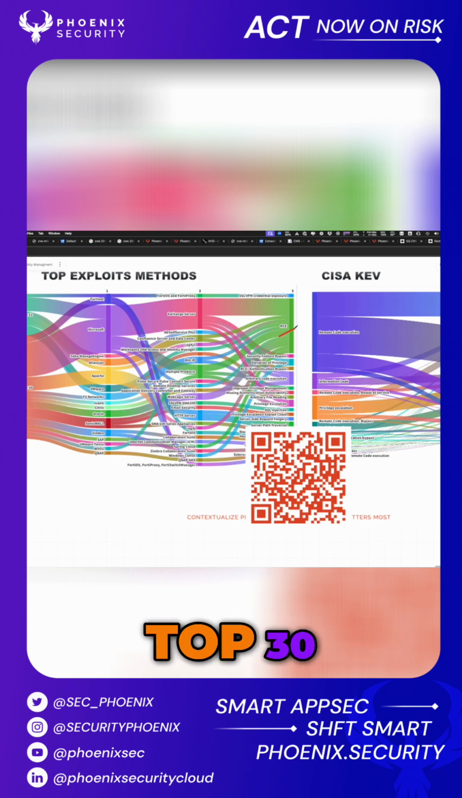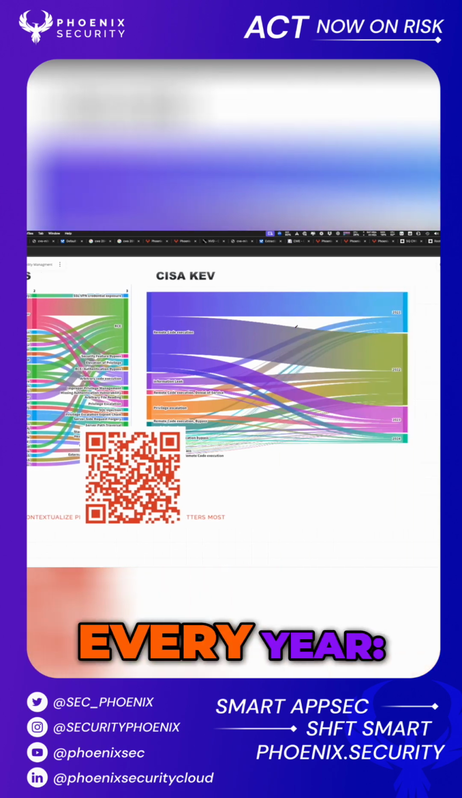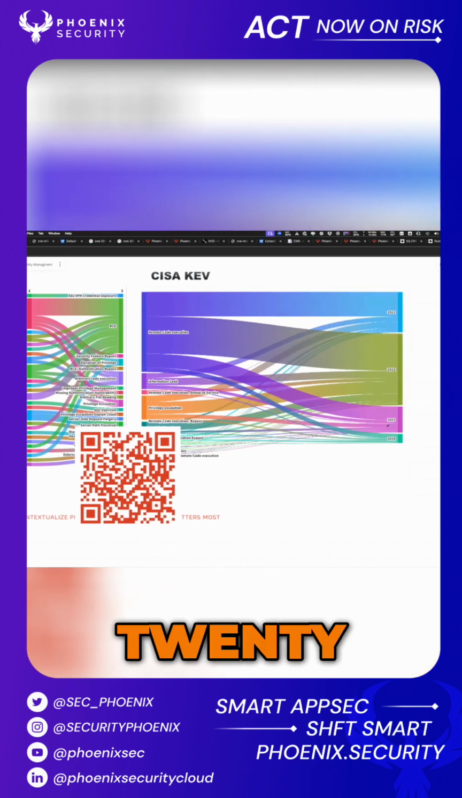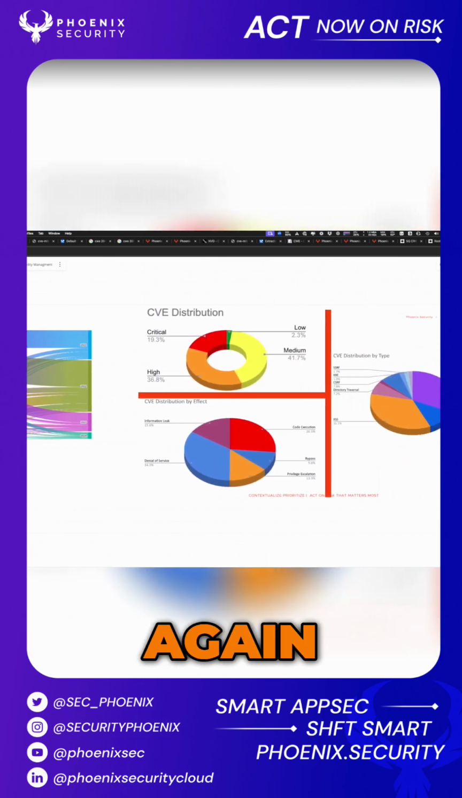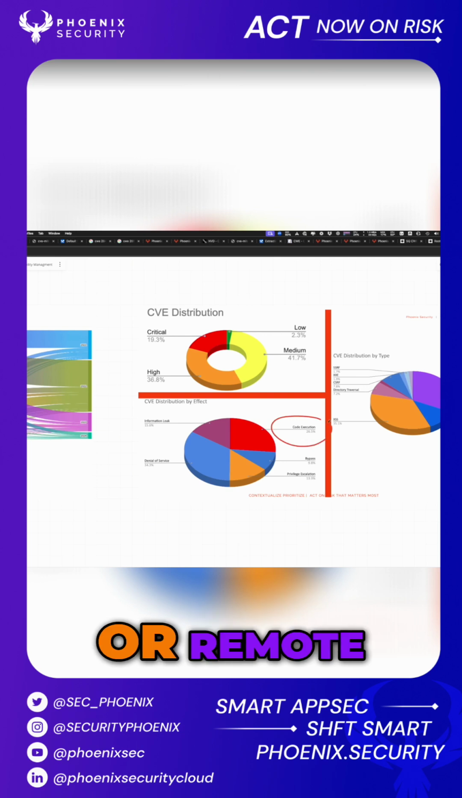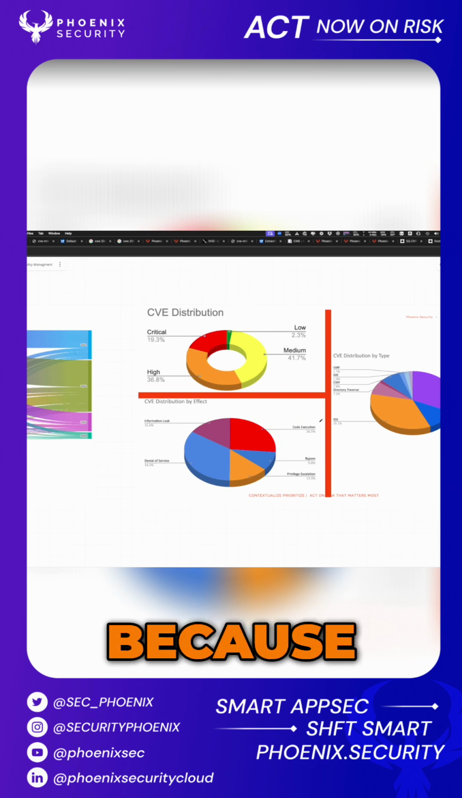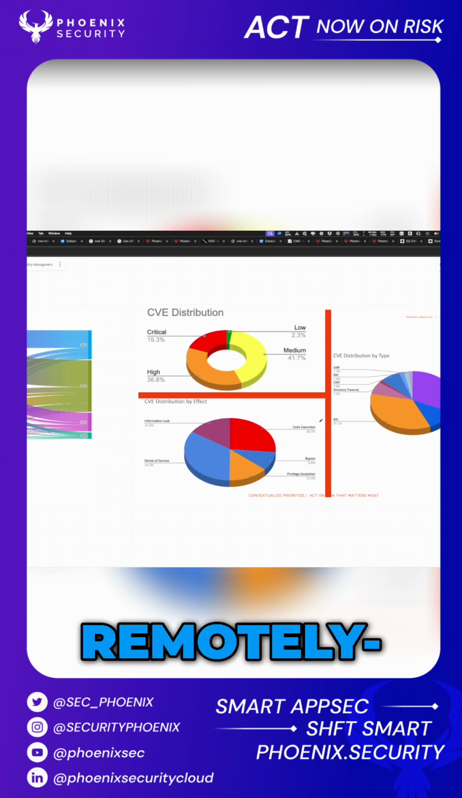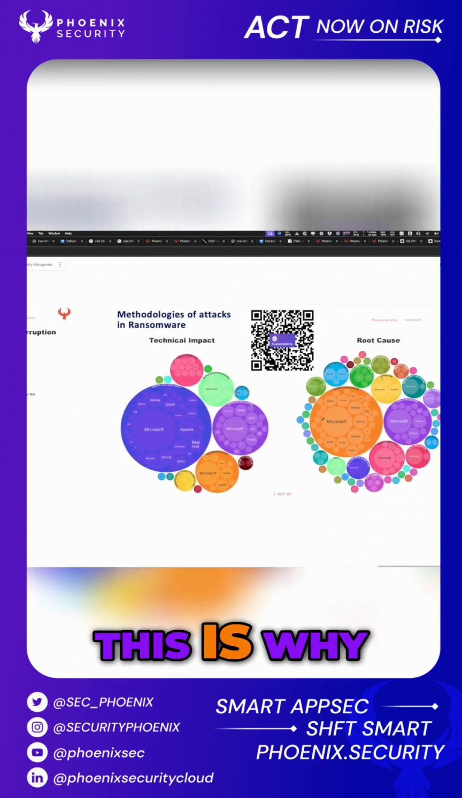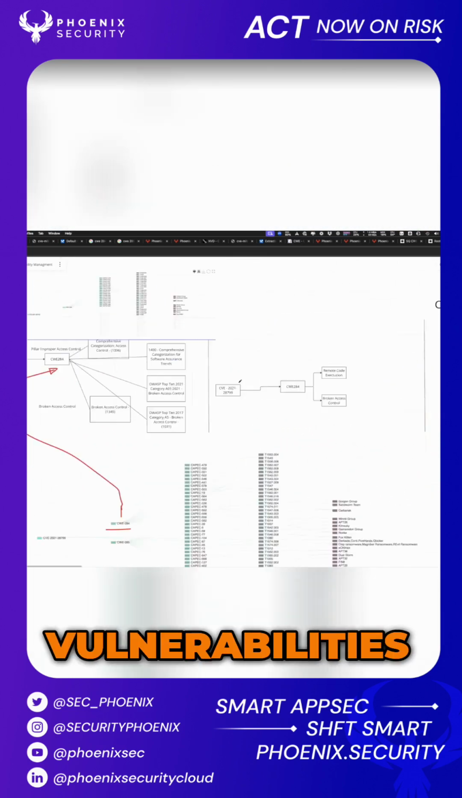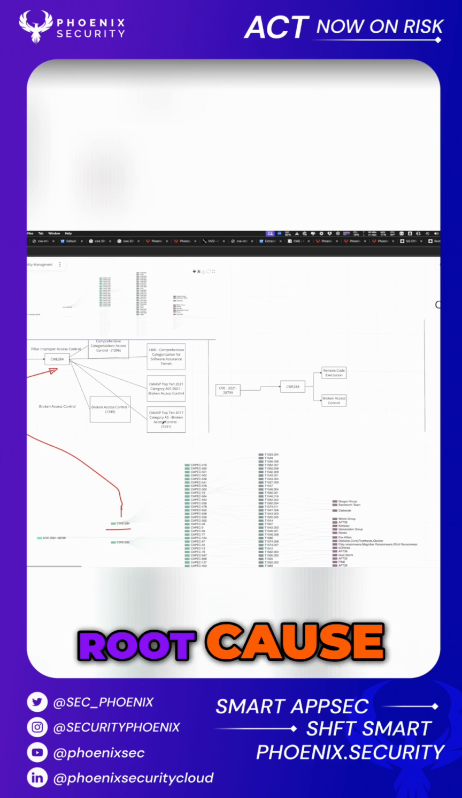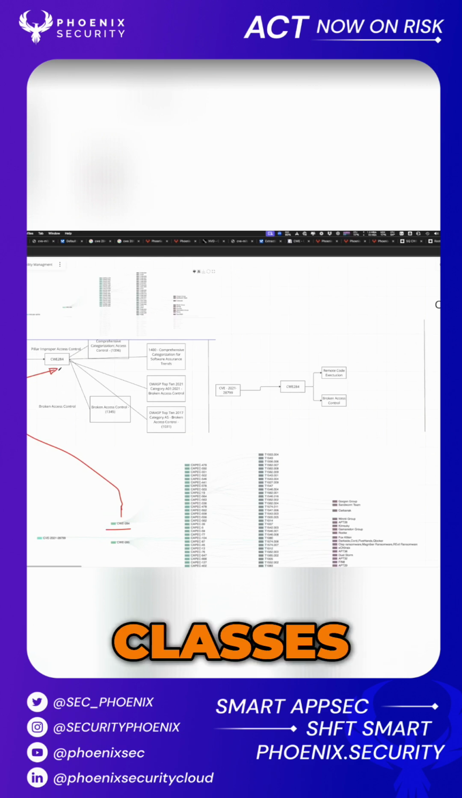And these are the top 30 exploited for every year, 2021, 22, 23, and 24. And if you want additional confirmation, again, memory corruption and code execution, or remote code execution in this particular case, because the code can be triggered remotely, are more relevant. Now, this is why I particularly like this view of vulnerabilities, to look at really the root cause of the vulnerability as the classes of vulnerability that you have.